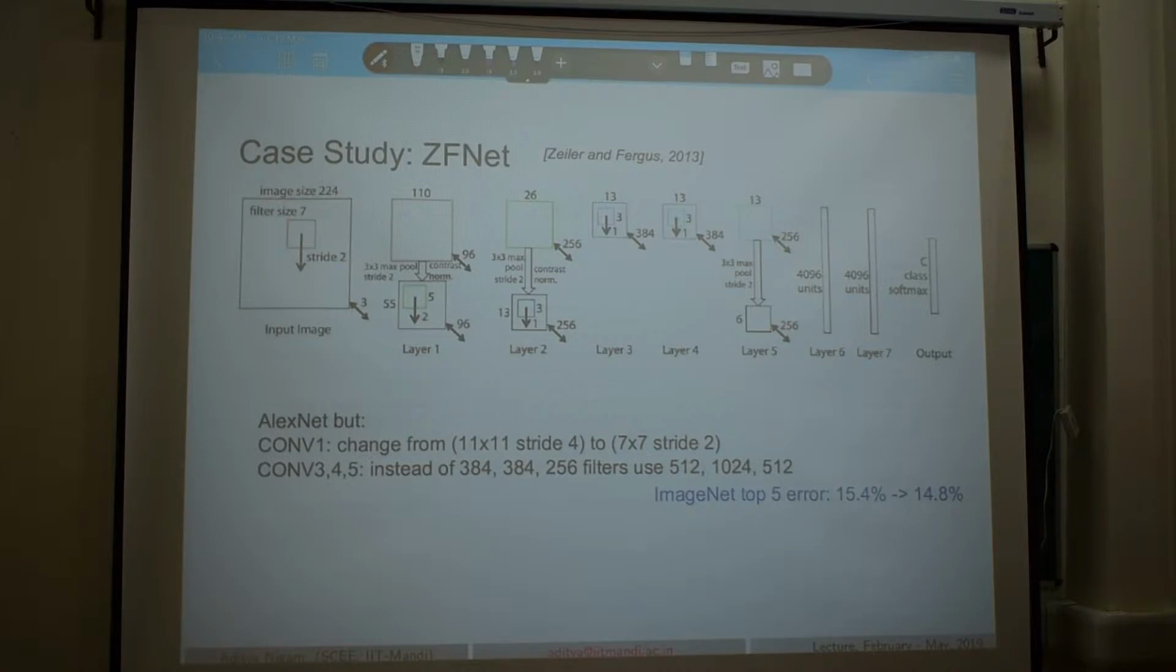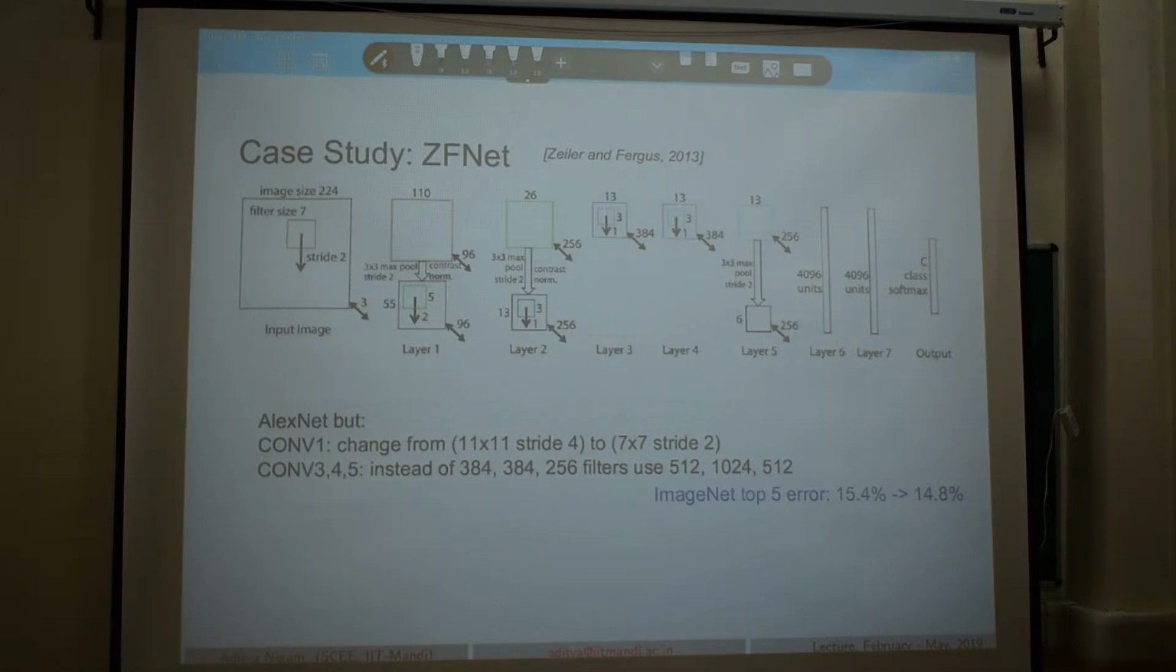So essentially ZFNet came up with a similar, exactly similar network, with the same number of layers, but actually more and more parameters. It performed very well, better than AlexNet at that point of time. But it came in the next year.